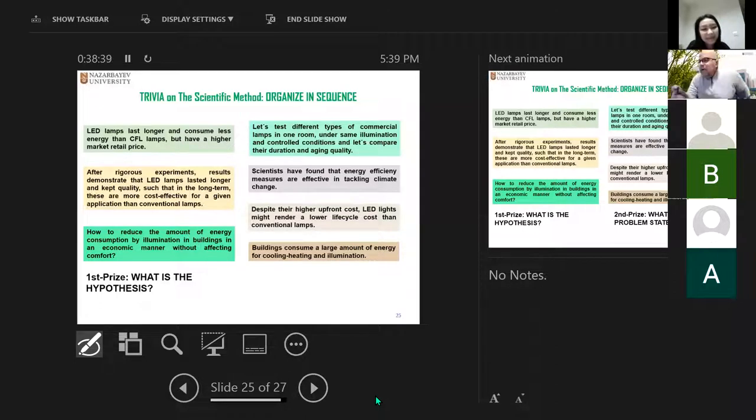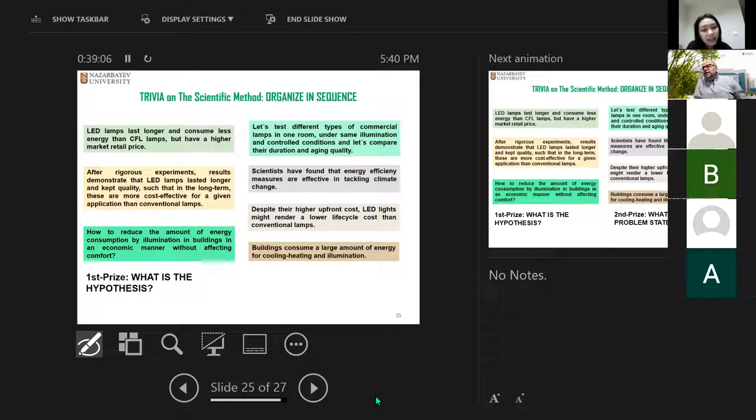Okay, only one person can win. I mean, you cannot win more than one prize, okay? So there is a second prize. I will wait until Alima tells me to stop and go to the second question that you need to answer. Okay, I think people did the photo or the screenshot or something. We can move to a second question.